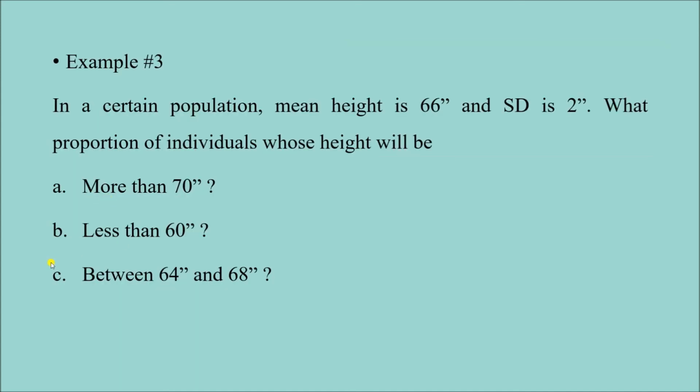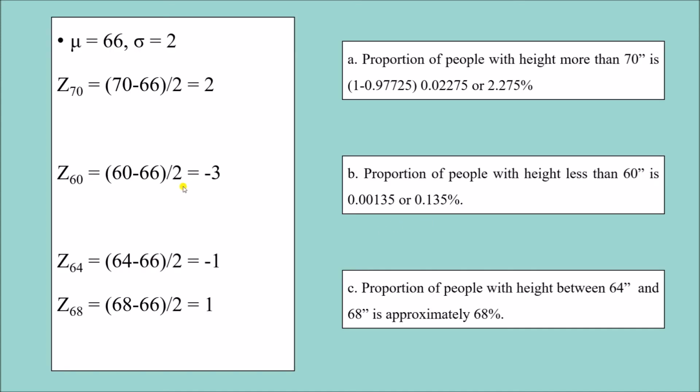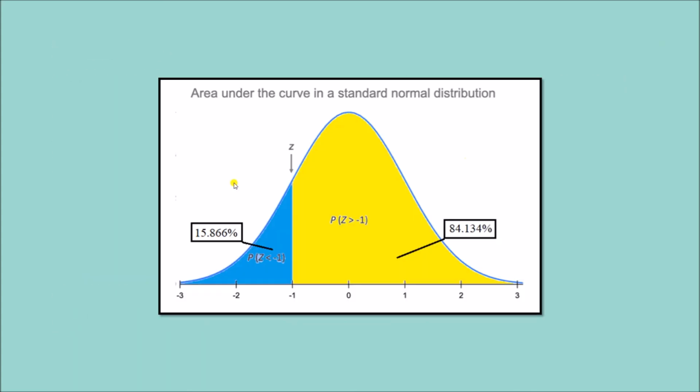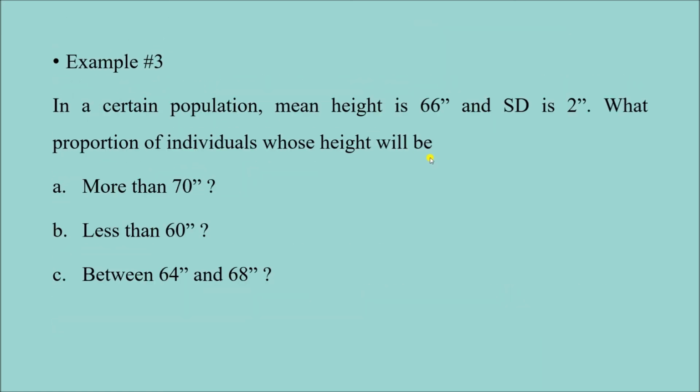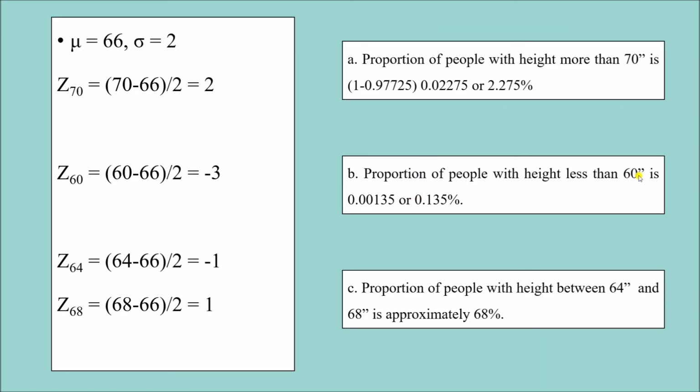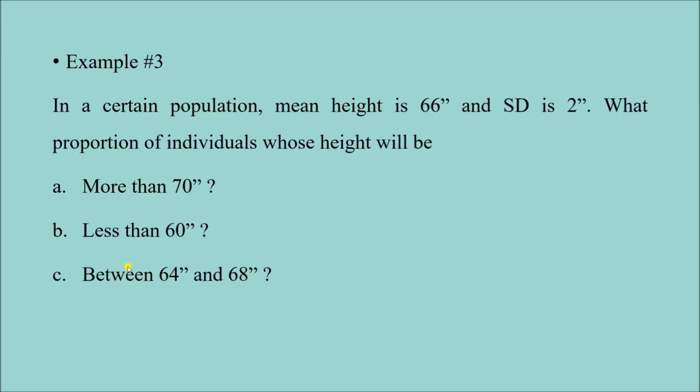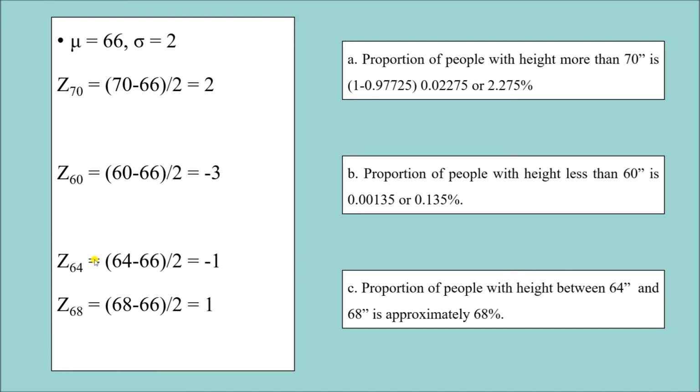Now the second question was less than 60 inch. Less than 60 inch means on the left hand side of the Z minus 3 value, which is very easy to determine because we can look at this part. So 0.00135, or we can say 0.135% of the people have height less than 60 inch. So 0.135%.